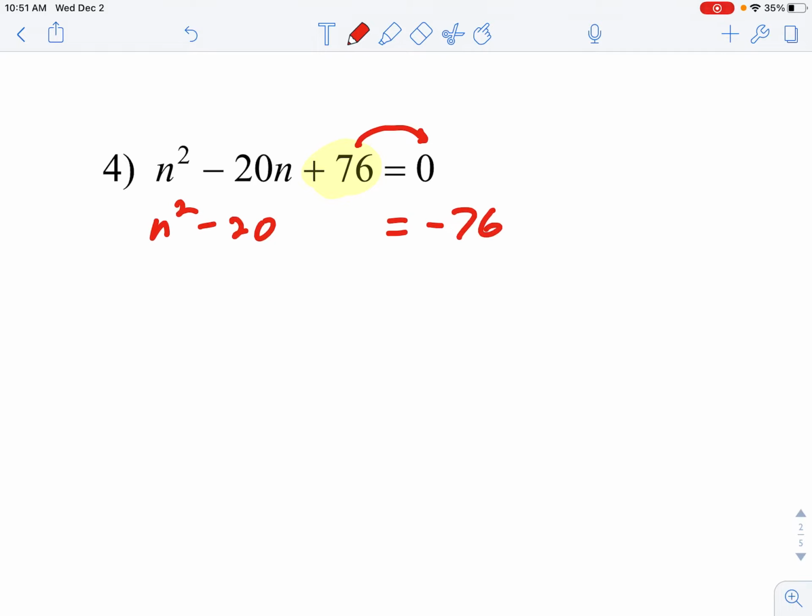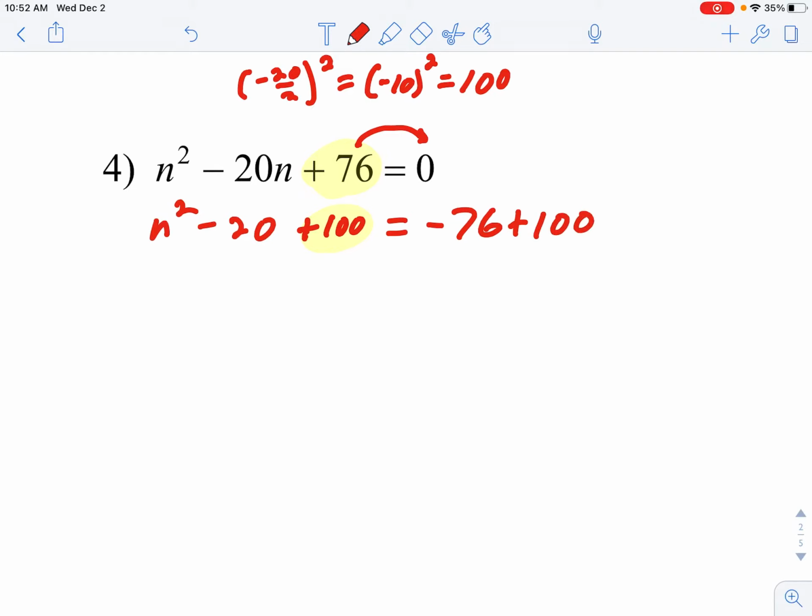Now we have to fill in that space with the magic number. So I have to take half of negative 20 and square it. Half of negative 20 is negative 10. Negative 10 squared is positive 100. So there's my magic number, positive 100. It's always going to be plus, so put plus 100 on both sides.